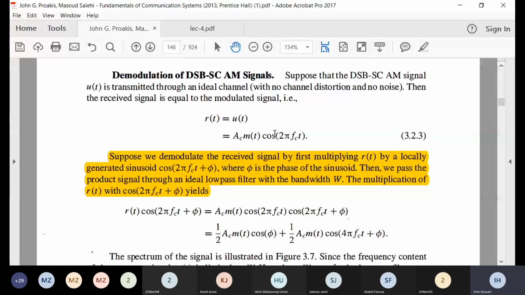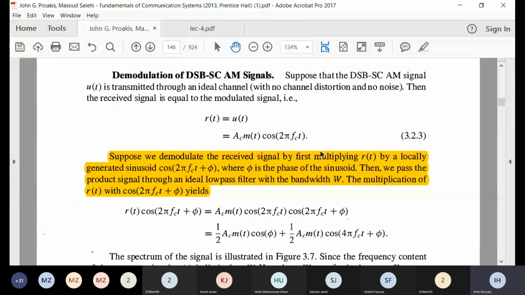The second thing is demodulation. How can you get back your original low pass baseband signal from this modulated DSB-SC signal? At this time, we assume that there is no channel distortion, there is no noise. Whatever signal was sent is received at the receiver. So the signal received at the receiver is now m t into cos 2 pi fct. But actually, I want to get back this m of t. So how can I do that?